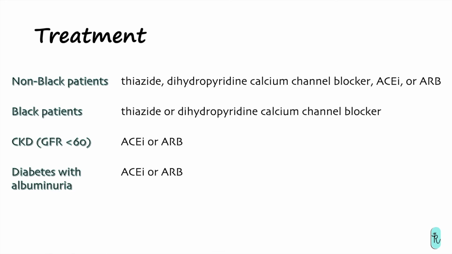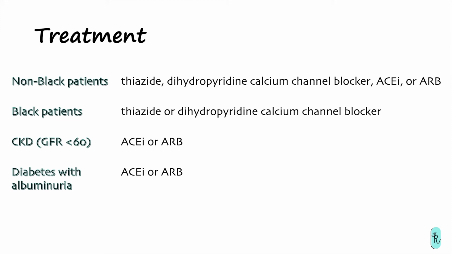When we initiate treatment in a patient with hypertension, we will treat non-Black patients with either a thiazide, a dihydropyridine calcium channel blocker, an ACE inhibitor, or an angiotensin II receptor blocker, otherwise known as an ARB. For Black patients, we will initiate a thiazide or a dihydropyridine calcium channel blocker for better efficacy.